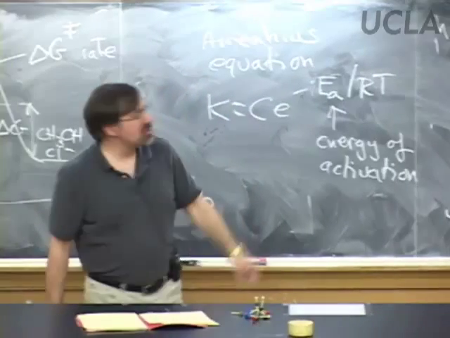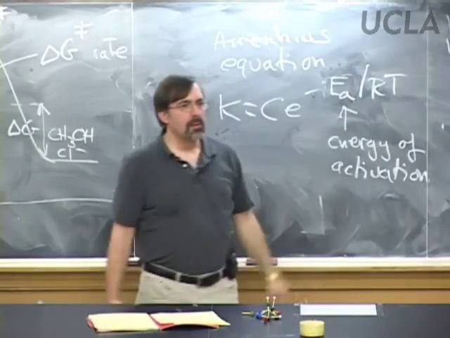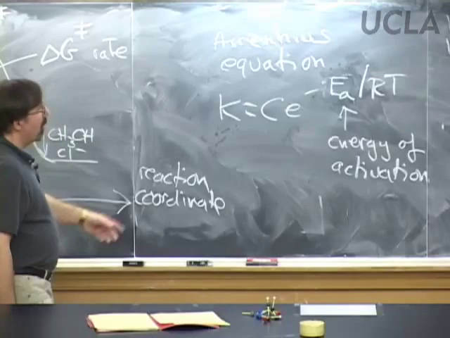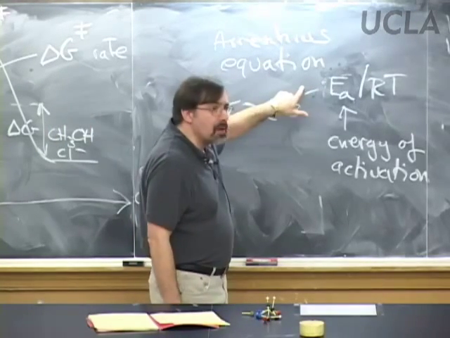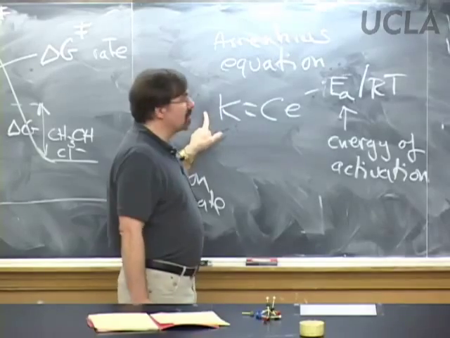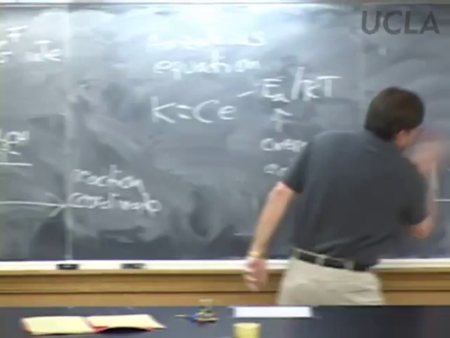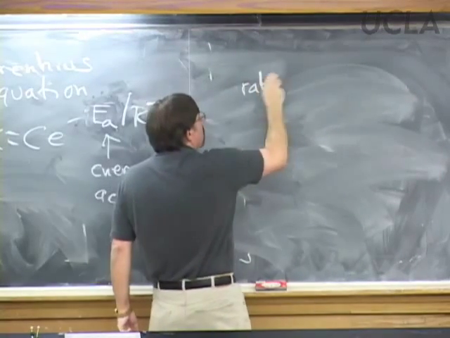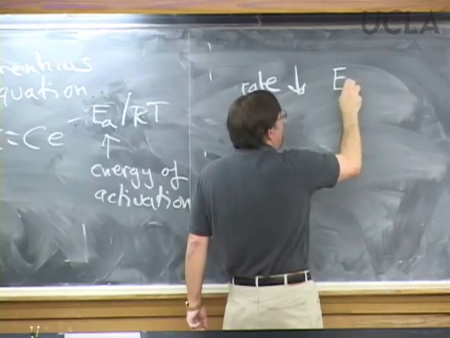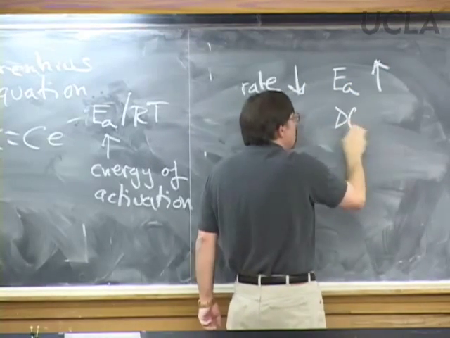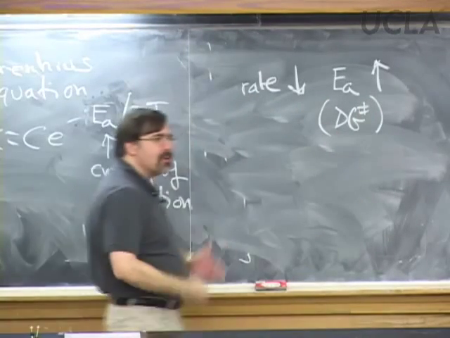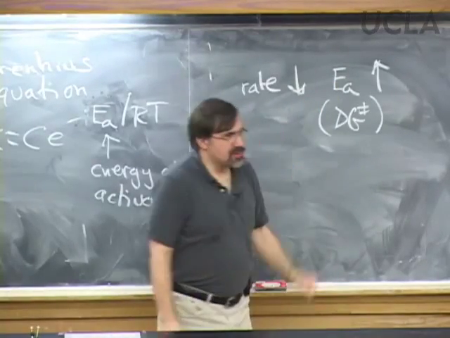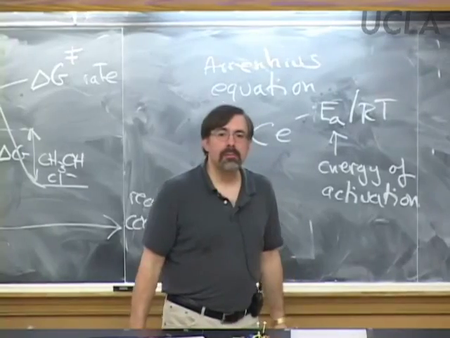So it's a negative exponent. What happens with a negative exponent? When this number gets bigger, push buttons on your calculator if you don't know. When this number gets bigger, because it's a negative exponent, this rate goes down. So in other words, in terms of the variables that are involved here, the rate goes down when the energy of activation, or the delta G double dagger, whatever you want to think of it as, that energy difference between the reactants and the transition state, goes up. When these go up, the rate goes down.